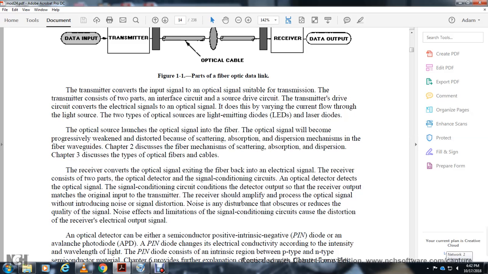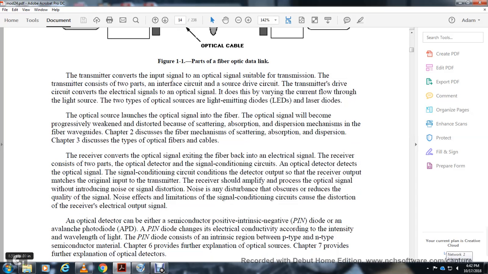The receiver should amplify and process the optical signal without increasing noise or signal distortion. Noise is a disturbance that reduces the quality of the signal. Noise effects and the limitations of signal conditioning are going to cause distortion of the receiver's electrical output signal.